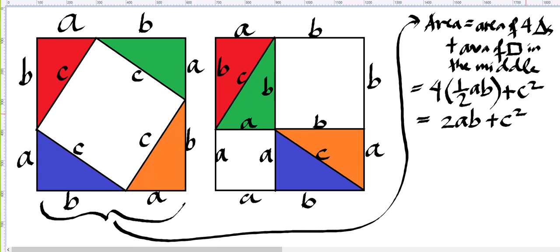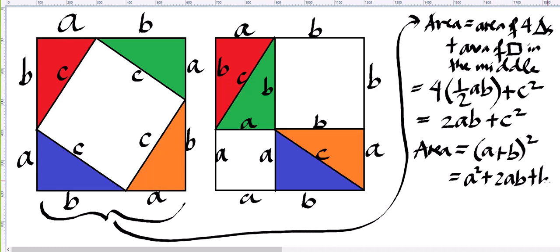But we know that the area of the big square with side A plus B is the quantity (A plus B) squared. And that quantity (A plus B) squared can be expanded and further simplified into A squared plus 2AB plus B squared. Since we are here dealing with the same square, it follows that the two computed areas are equal. That is, 2AB plus C squared is equal to A squared plus 2AB plus B squared.